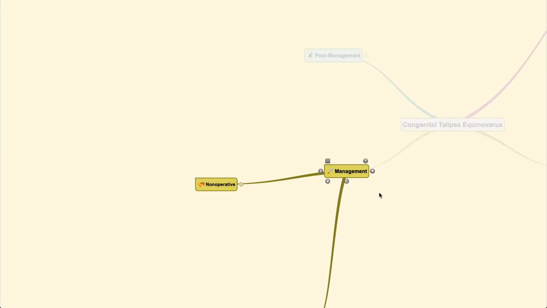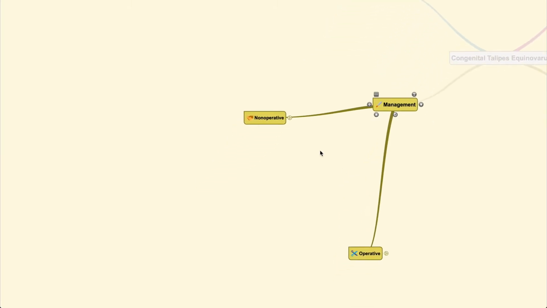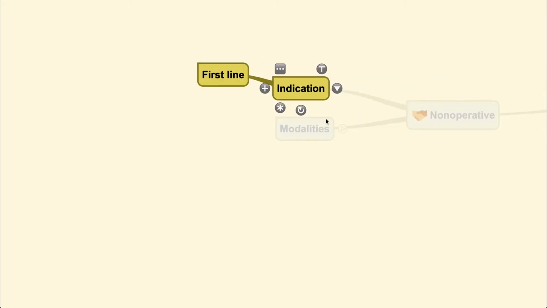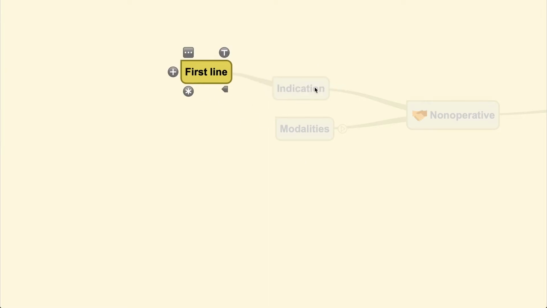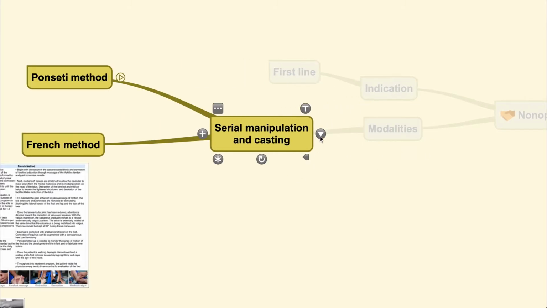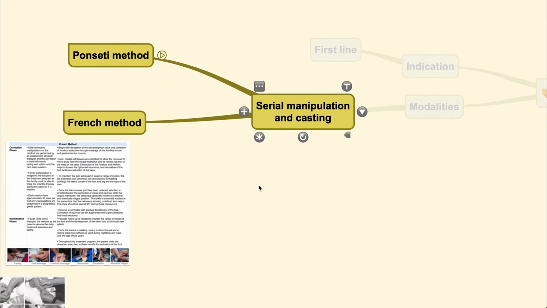So for the management plan of the CTEV, there can always be non-operative and operative methods. We'll first go over the non-operative methods. The indication for this type of treatment is definitely first and foremost line, because most cases of CTEV can be managed very well using non-operative modalities. The modalities include serial manipulation and casting.